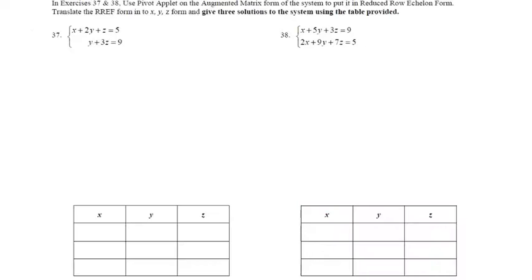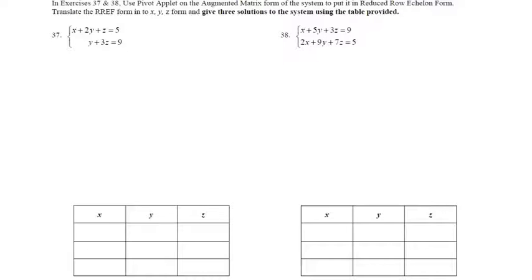All right, and I'll do one more with you on this video, and then I'll leave the rest to you. So 37 and 38 look a little bit different, right? It says we're supposed to give 3 solutions to the system. Well, how do we know there's 3 solutions? What if there's just one unique solution, right?